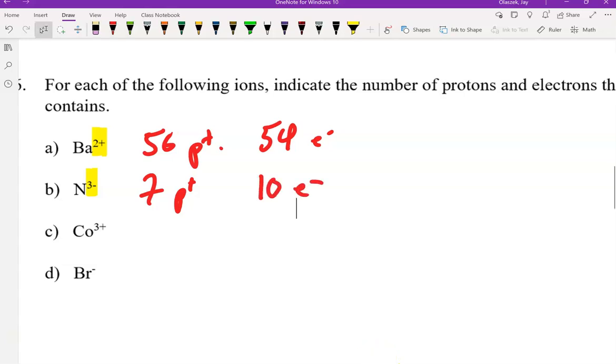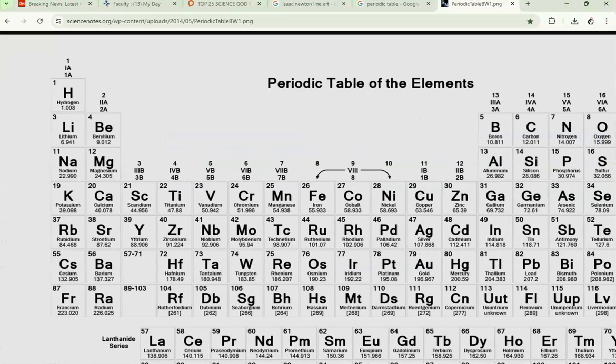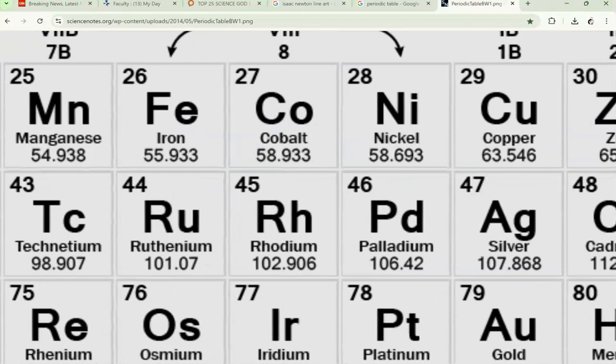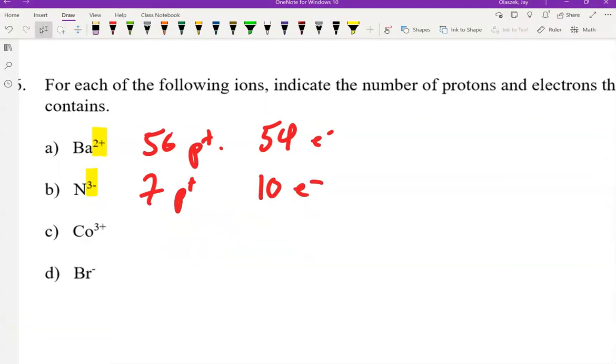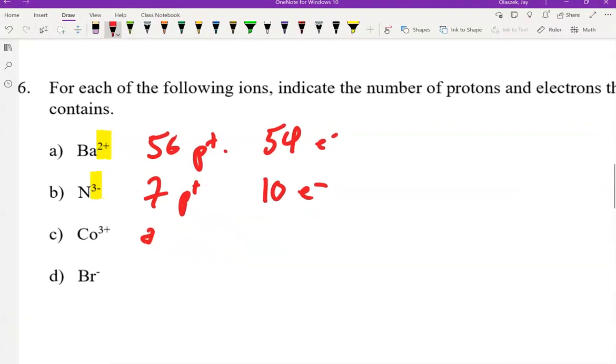Here is cobalt. Cobalt is a metal. It's near the middle of the periodic table. We see it here. It has an atomic number of 27. And so we'll just say that this particular sample of cobalt has 27 protons. This particular sample of cobalt has a charge of +3. That means it has lost 3 of its electrons. They were originally equal to the number of protons, 27, but because it now has 3 more protons than electrons, it has to have lost 3 of its electrons, and we'll call that 24.